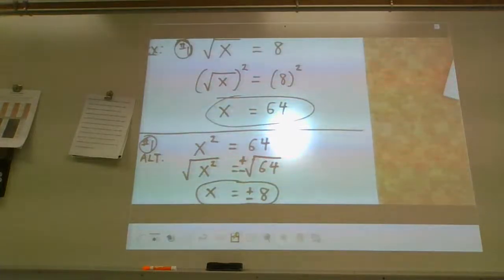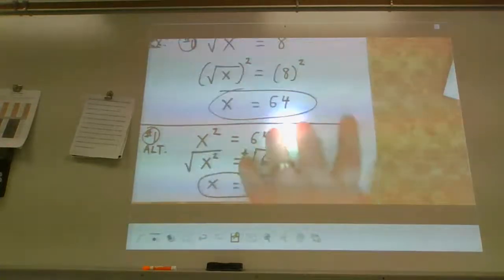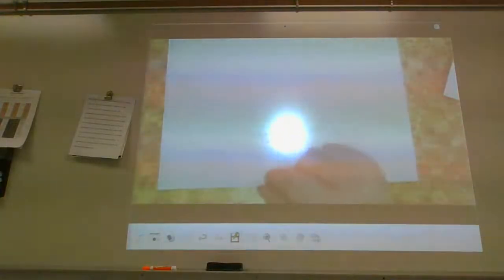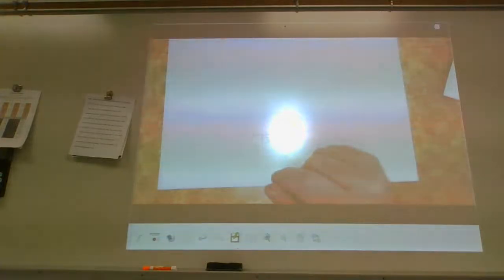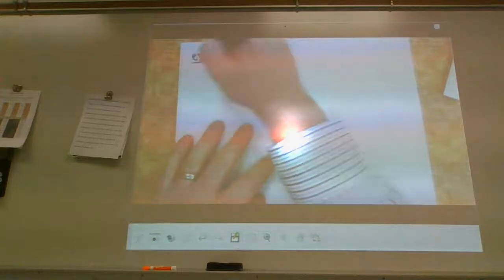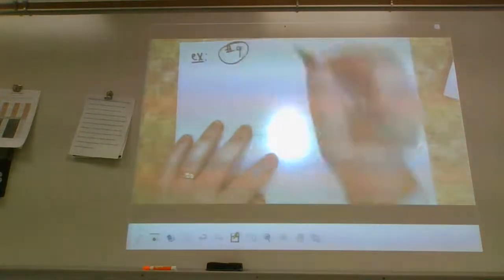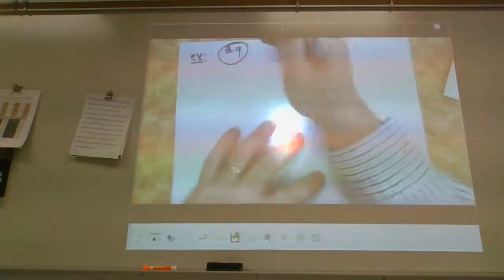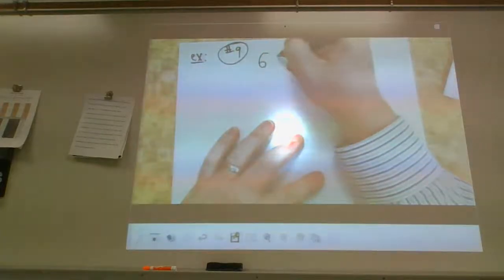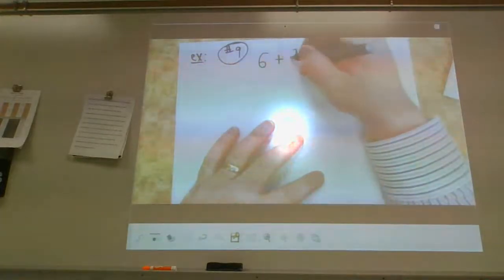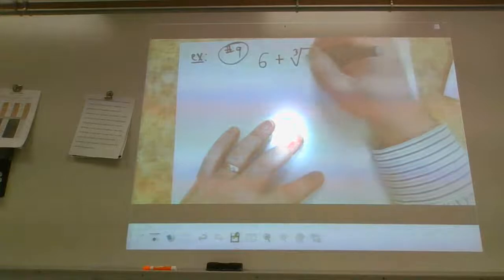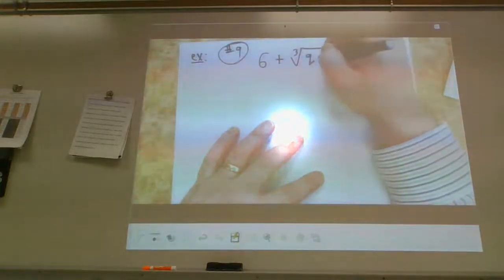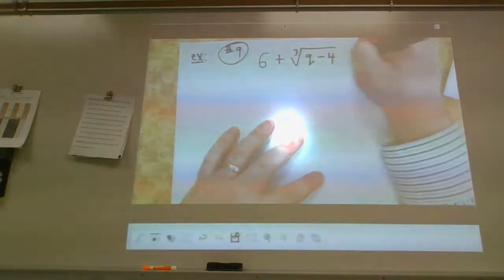Let's try another one. Let's try off of that worksheet. Number 9. Example number 9. Number 9 is 6 plus the third root of q minus 4 equals 9.